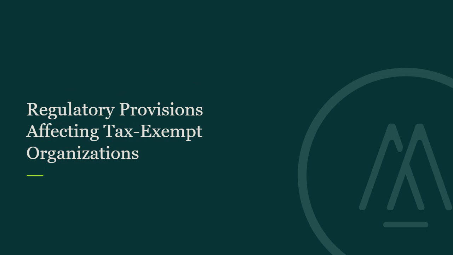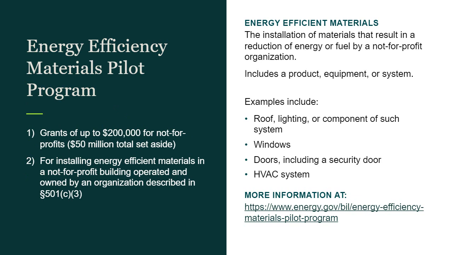And so, starting off with the regulatory provisions affecting the tax-exempt organizations, one of the biggest impacts, I think, was from the Inflation Reduction Act of 2022 that was signed into law on August 16th of last year. It also included an energy efficiency materials program, which provides the ability for grants up to $200,000 for not-for-profits. $50 million was set aside for that.